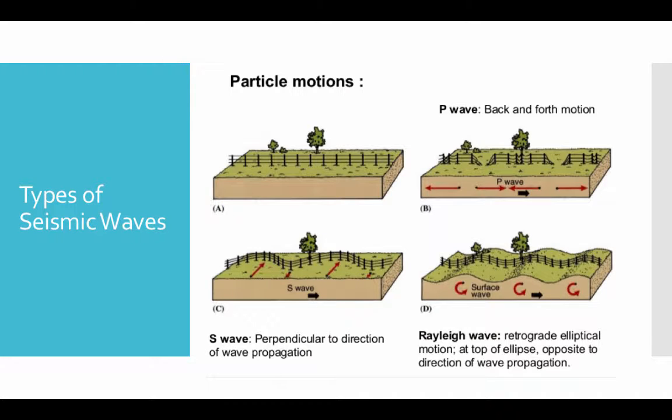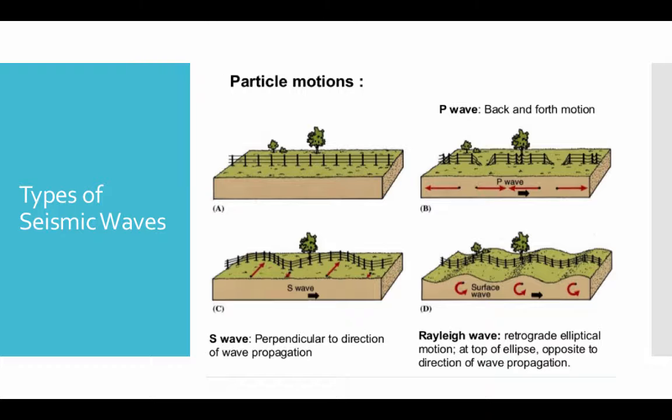Let's talk about seismic waves. As mentioned, seismic waves are caused when earthquakes are released at the focus. And the seismic waves move in different ways, and there are different types of seismic waves. The first wave that is released at the focus is called the P wave, also known as the primary wave, and it causes a back and forth motion that is released from the focus up towards the epicenter.